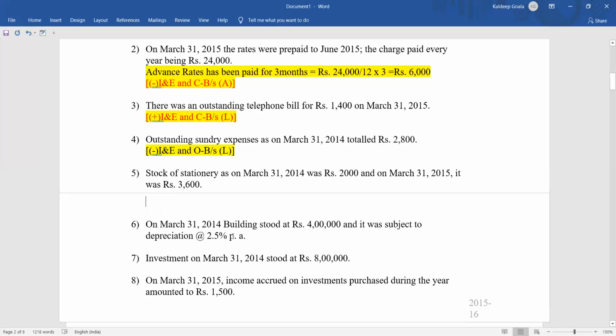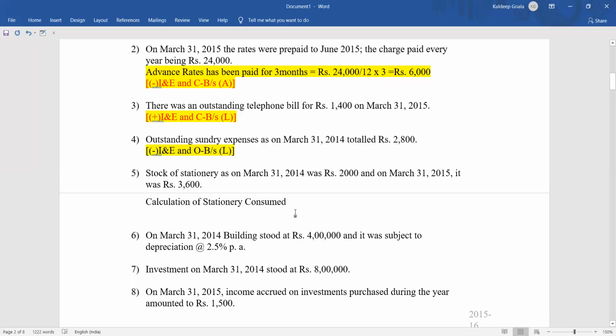So last day also I told you how we are going to treat the stationery, right? What we are going to calculate is stationery consumed. So we'll write calculation of stationery consumed. Now just see, try to understand.